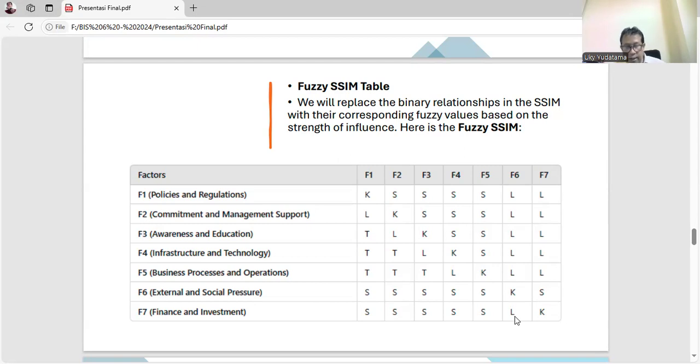The fuzzy notations such as E very strong, S moderate, L weak, and T no influence are placed in the matrix to show how strongly each factor influences the other. For instance, F1 policies and regulation has a very strong influence on F2 commitment and management support, as indicated by the E in the corresponding cell. F3 awareness and education has a weak influence on F2, as shown by the L in the matrix. This matrix helps to build an understanding of how the factors are interconnected and which ones are more influential in shaping lecturer behavior in relation to academic integrity.